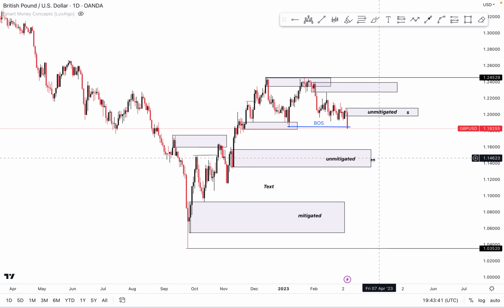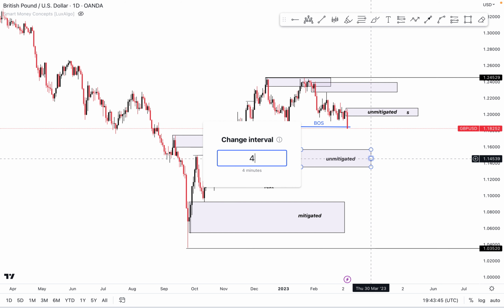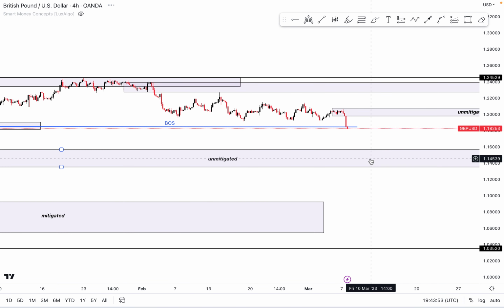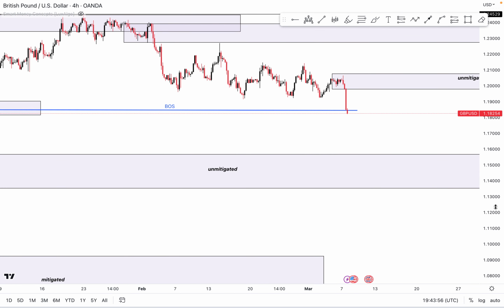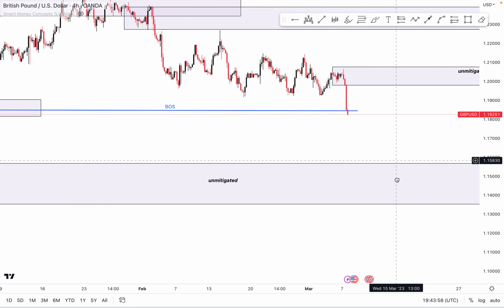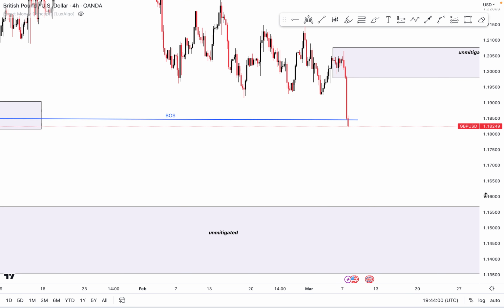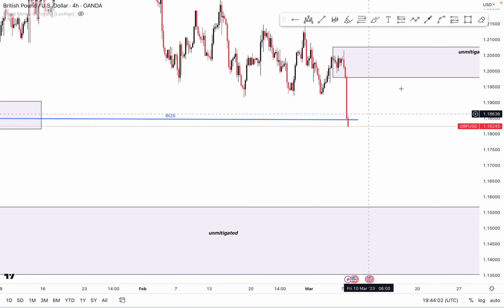So whenever you are taking a trade, let's go down to the 4 hour time frame now. Everything we have gathered here is off the 1 day time frame. So now we are going to the 4 hour time frame to see what's going on. So now we are on the 4 hour time frame. You can label this as 1 day.